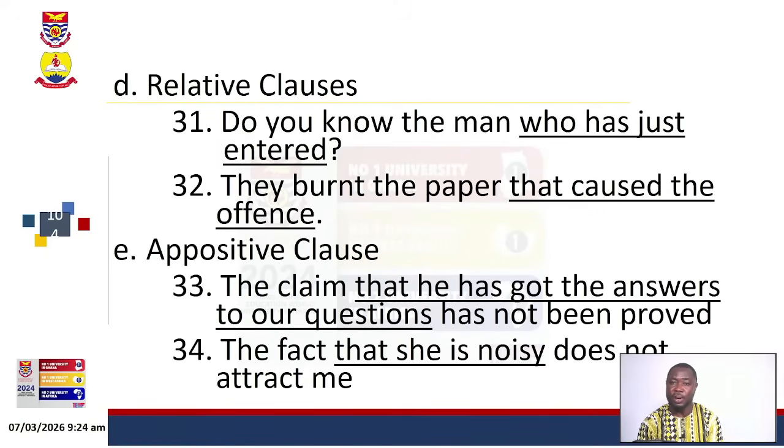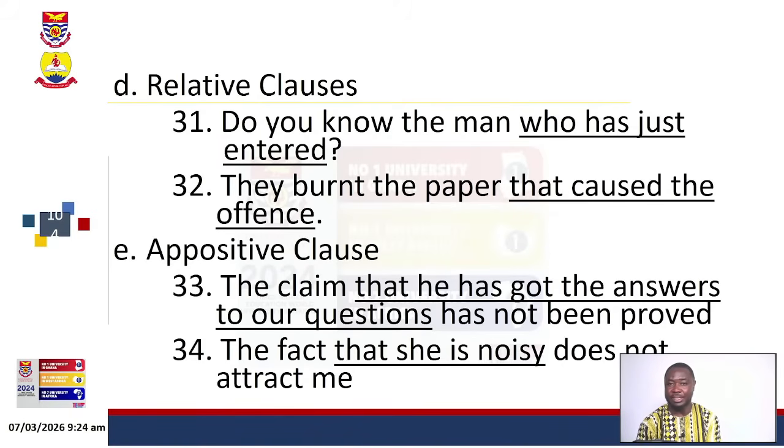Do you know the man who has just entered? A man has just entered. We are post-modifying the man with the relative clause who has just entered. They burnt the paper that caused the offense. A paper caused offense. They burnt that paper. Okay. There can also be an appositive clause.